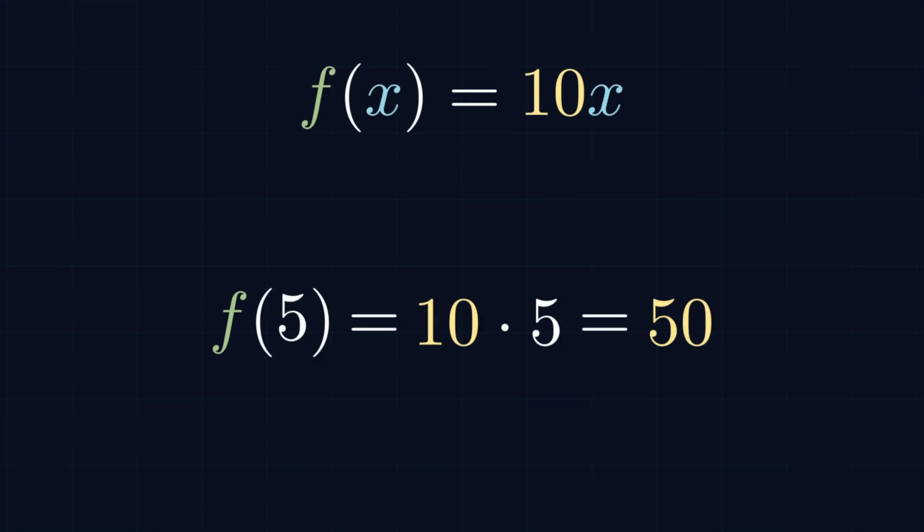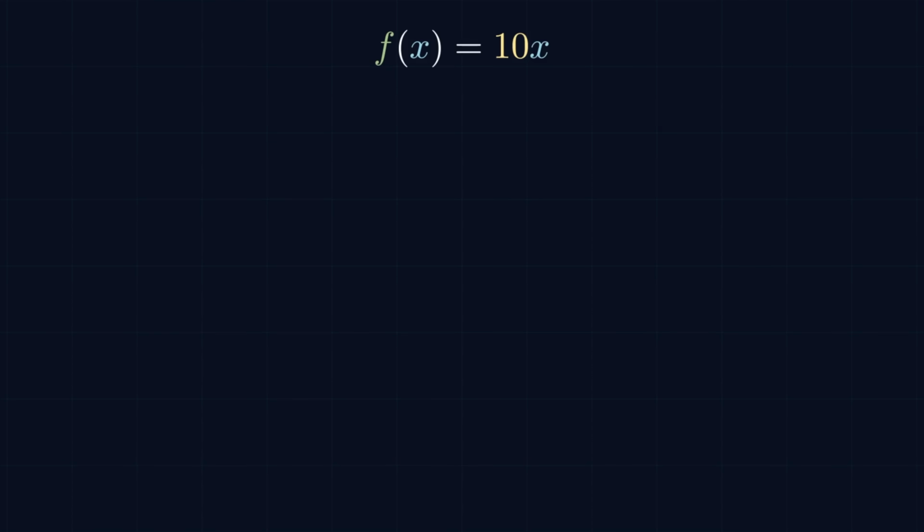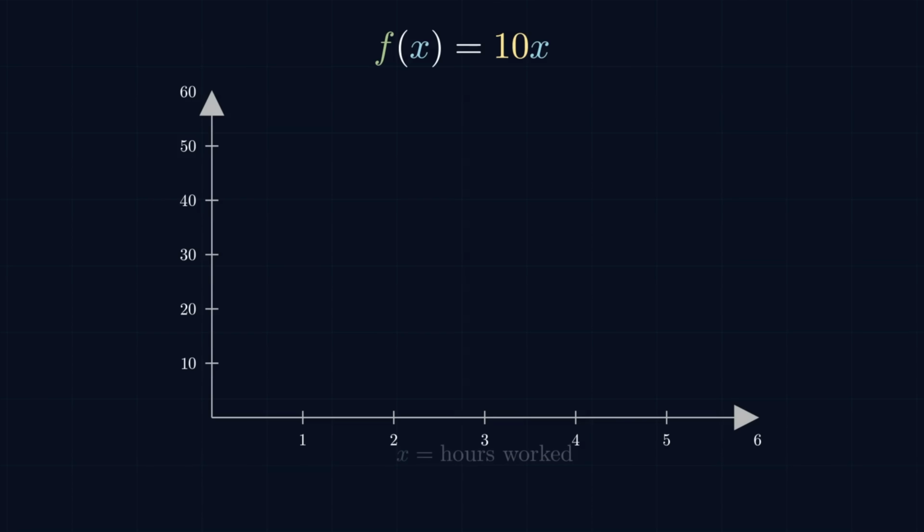Of course, everything we've done so far has just looked at numbers, but the really beautiful thing about functions is that we can plot them on graphs, and we can show what their behaviour looks like. So the horizontal axis would represent the input, in our case, hours worked, and the vertical axis would represent the output, in this case, money earned. So the horizontal axis would have the label x for the hours worked, and the vertical axis would be labelled f(x), in this case, money earned.